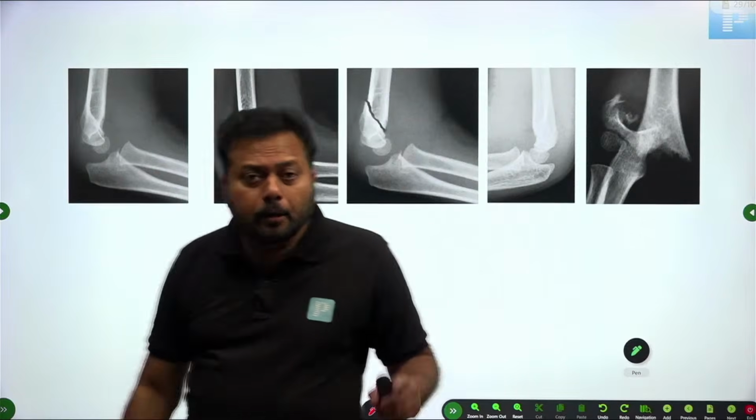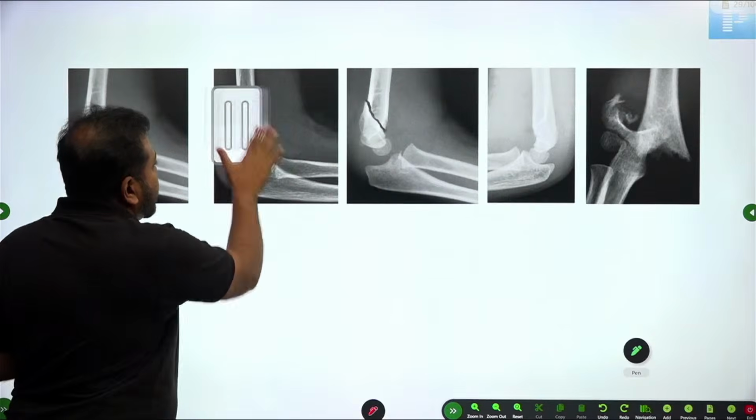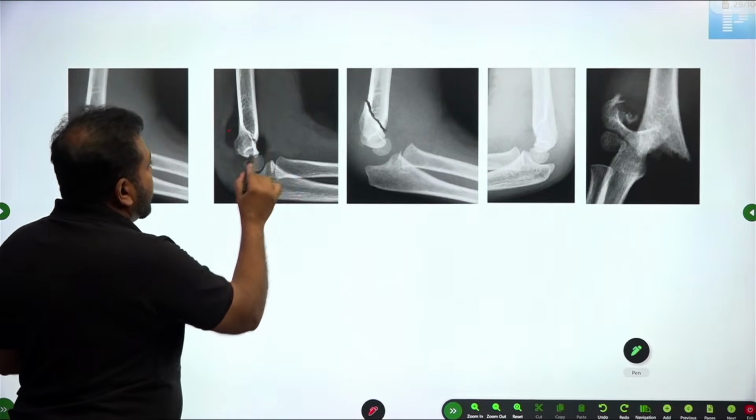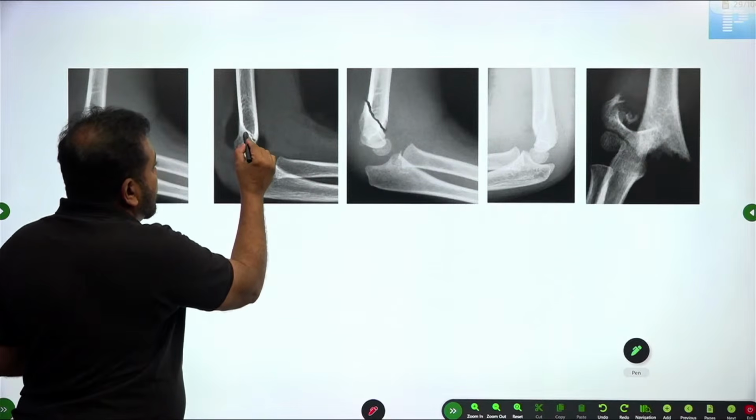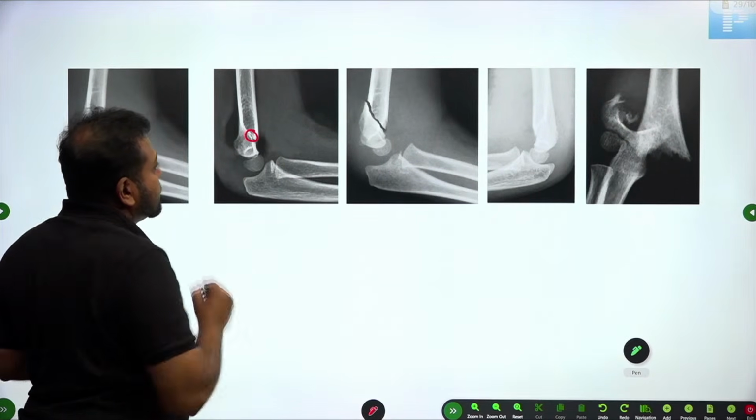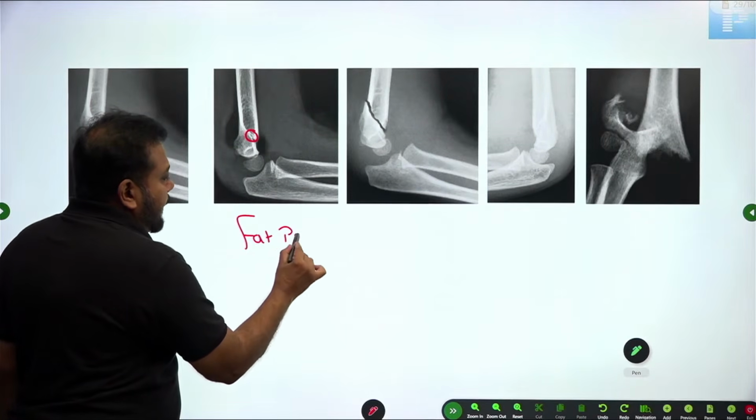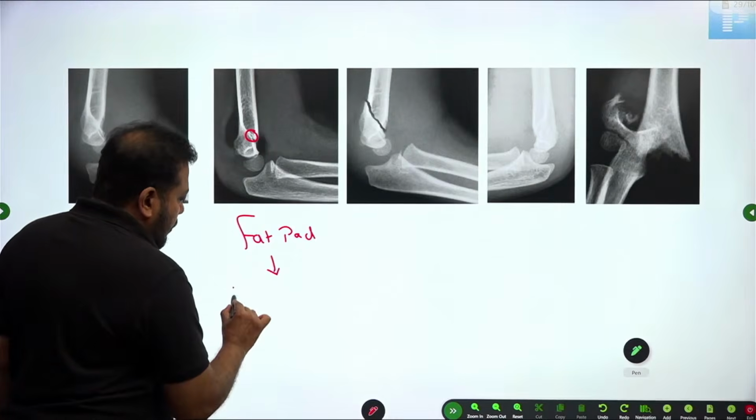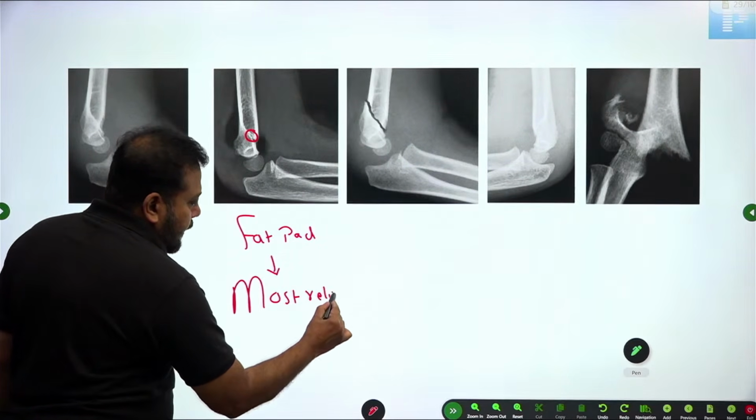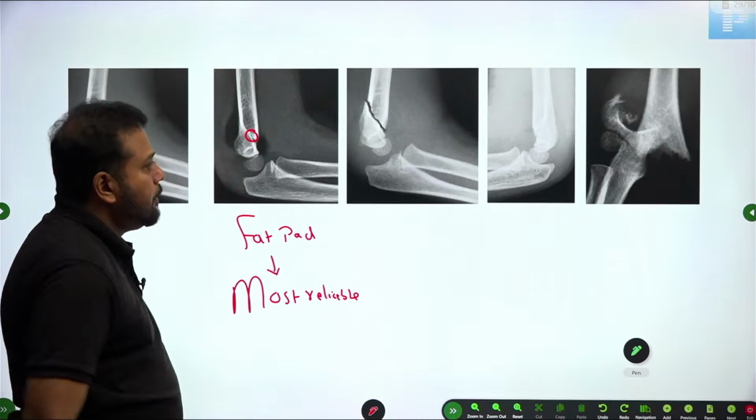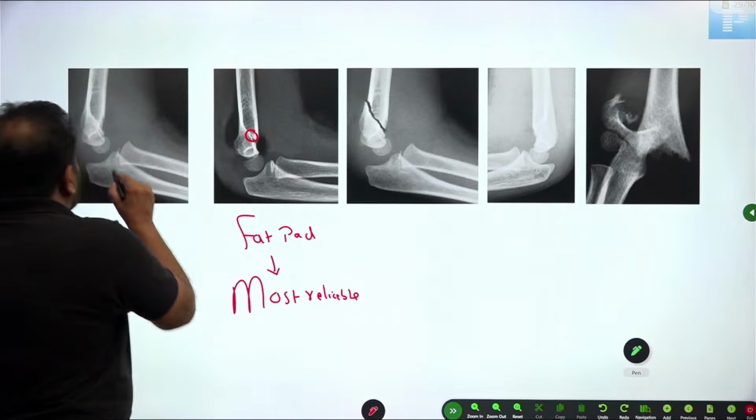Here, when you closely watch, you can see here and here a gaseous shadow like thing. This is called anterior fat pad. This is called posterior fat pad. So closely when you watch here, you can see the fracture. So this is called fat pad sign. Fat pad sign is the most reliable radiological sign.